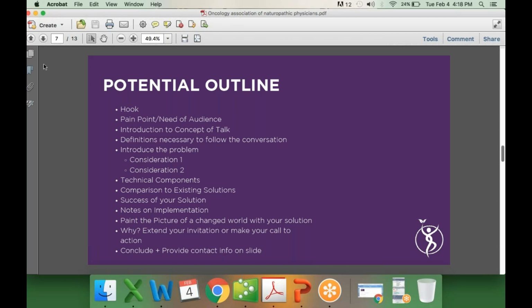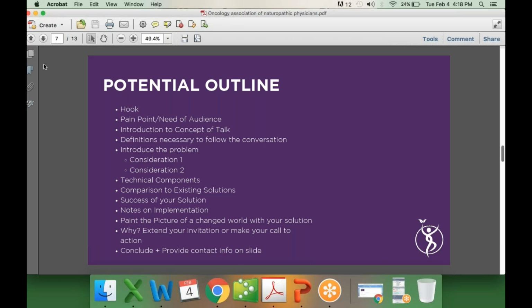So you're providing the introduction of the problem, you're getting the technical components of the problem, then you want to say, here is what everyone else has done to try to address this. And now here, then you get into the success of your solution. Provide notes on implementation. And then this is where the talk starts to round out and you really want to have a strong finish. Lightning talks, because they're so short, have to be compelling.